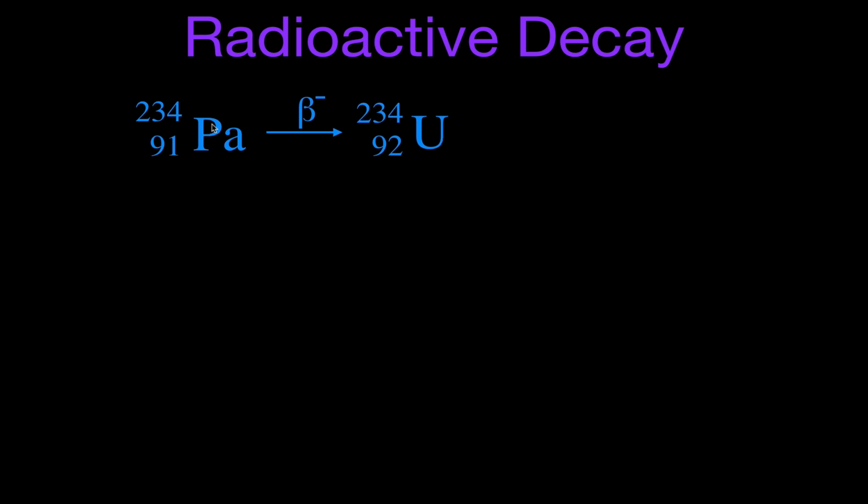Protactinium-234 decays through beta decay to uranium-234, and we know in beta minus decay that we get an electron and an anti-neutrino, just like that. So that's the complete decay reaction for that beta minus decay. All right, so you get the idea there.